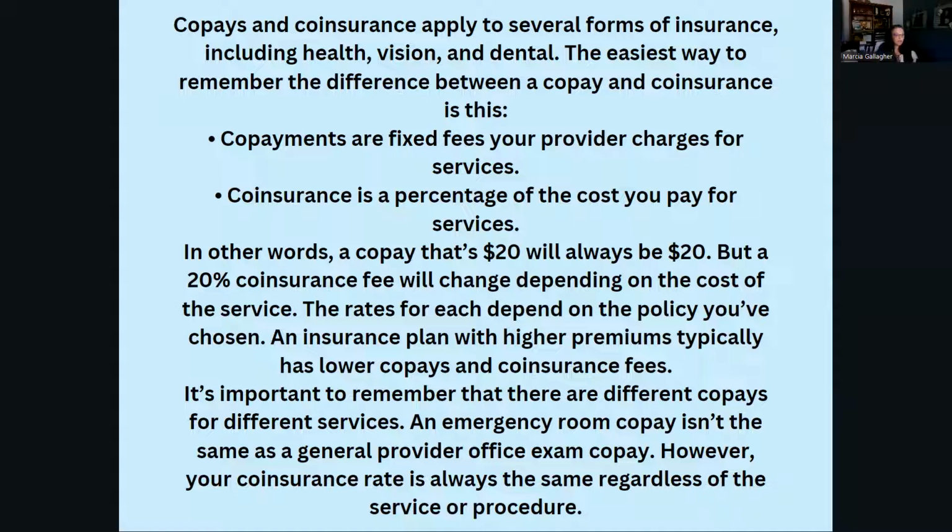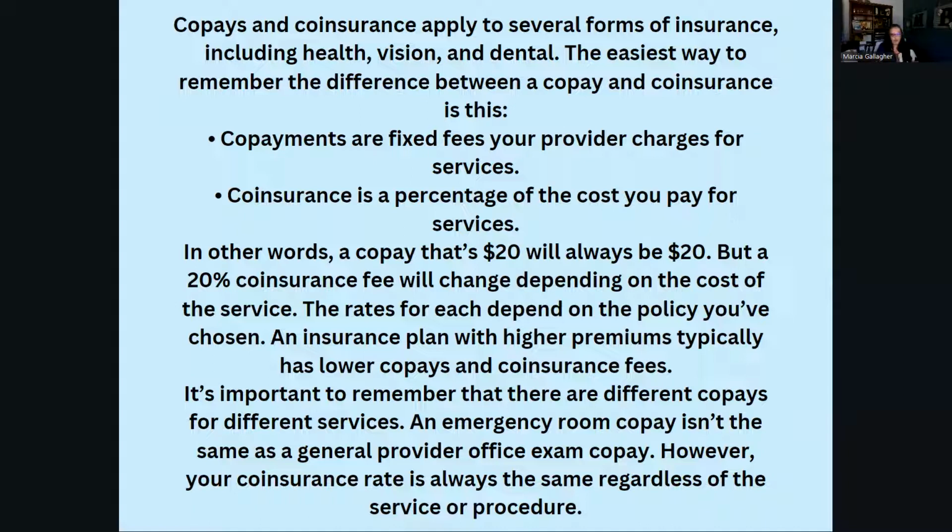The rates for each depend on the policy you've chosen. An insurance plan with higher premiums typically has lower copays and coinsurance fees. It's important to remember that there are different copays for different services. An emergency room copay isn't the same as a general provider office exam copay. However, your coinsurance rate is always the same regardless of the service or procedure.